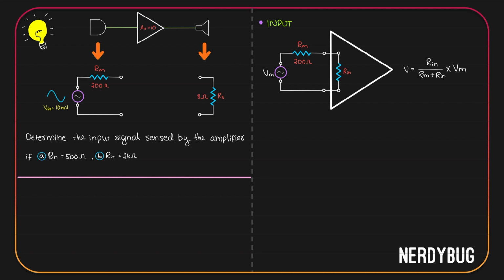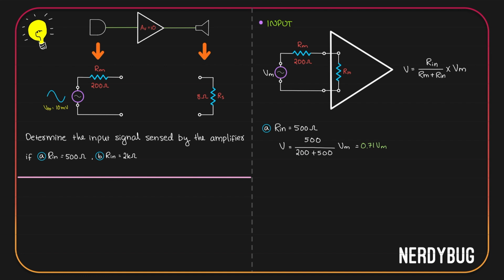Let us take the first case where Rin is 500 ohm. We already know Rm is 200 ohm. Let us substitute our values in this equation. This is what we get. V, or the voltage that is seen across our input, is 500 divided by 200 plus 500 multiplied by Vm. That is equal to 0.7 times Vm. The actual input is Vm, but what is sensed by the amplifier is 71% of it.